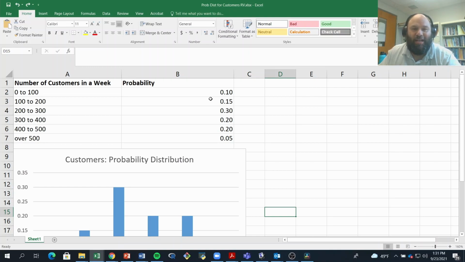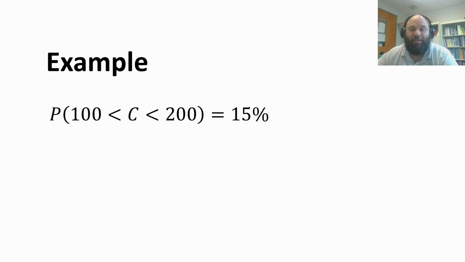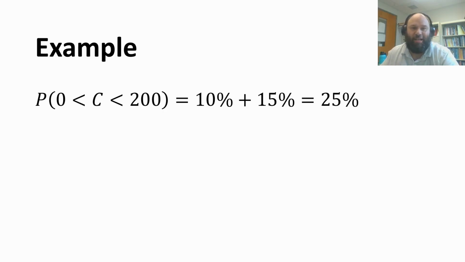So let's see some of these examples from this probability distribution worked out using probability notation. Reading off the table, we saw that the probability that the number of customers was greater than 100 and less than 200 was 15%. That's just given in the table. If we want the probability that the number of customers is less than 200, which implies it's between 0 and 200, well, we take from 0 to 100, which was 10%, add the probability that the number of customers is between 100 and 200, that's 15%, for a total probability of 25%.